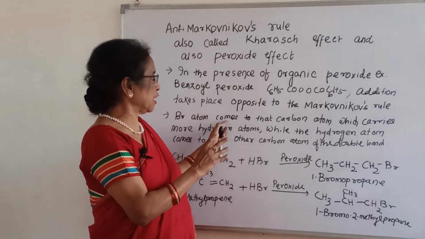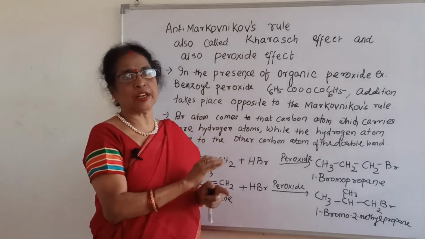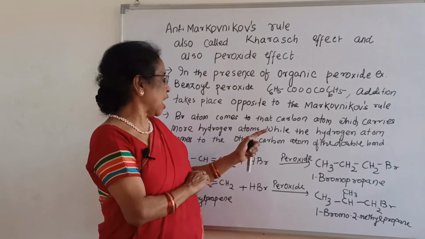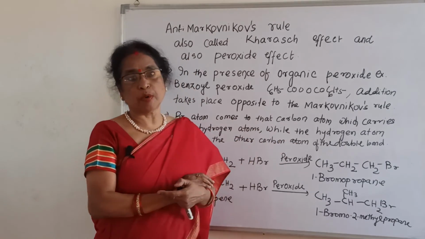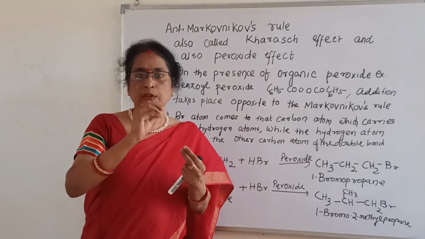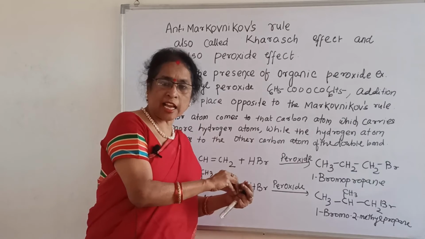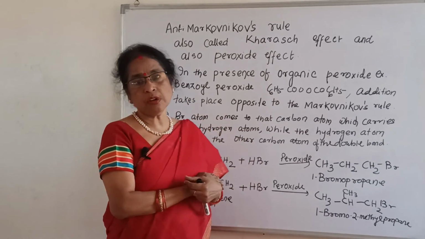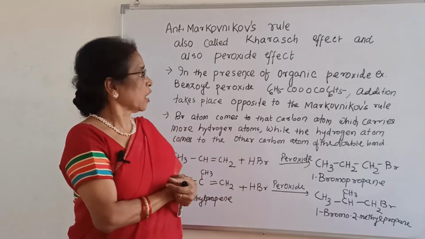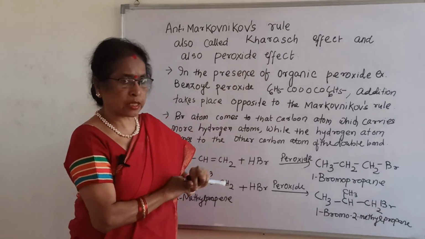Bromine atom, the negative part goes to the carbon which carries more hydrogen atoms, and the hydrogen atom comes to the other atom of the double bond. When you see a double bond, the one side where there are more hydrogens, bromine will attach, and on the other side the hydrogen is attached to that double bond side. Now you can see this is called Kharasch effect, this is also called peroxide effect.